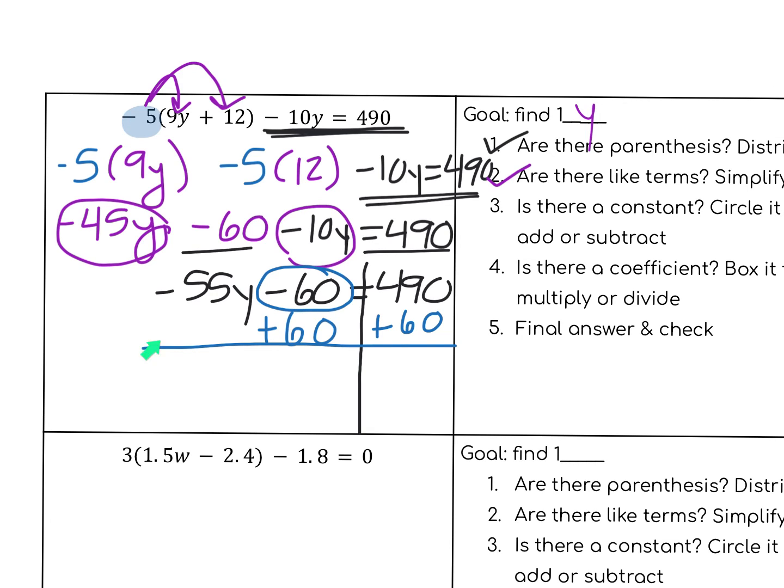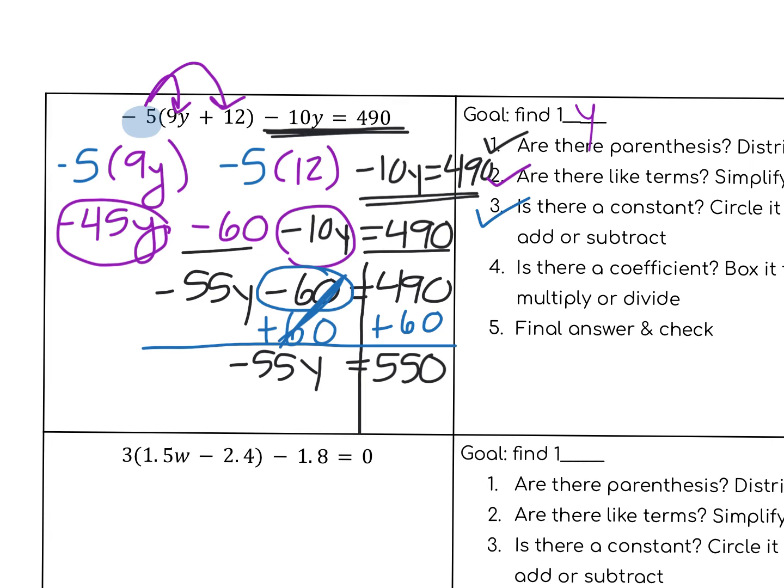So I did a step, I drew a line, now I'm going to find the answer. Minus 60 and plus 60 are opposites, they cancel each other out. And we're left with negative 55y. Type in your calculator 490 plus 60, you get 550. And then that took care of my constant step.